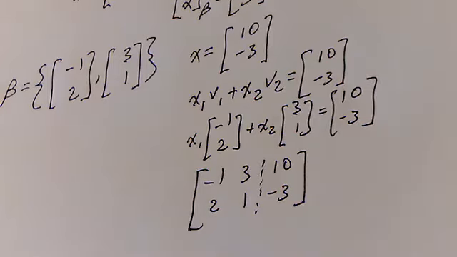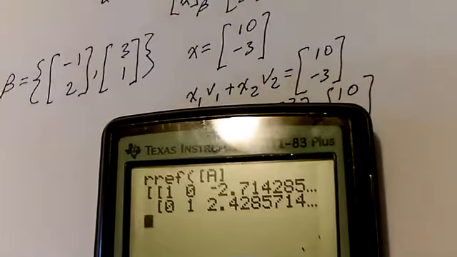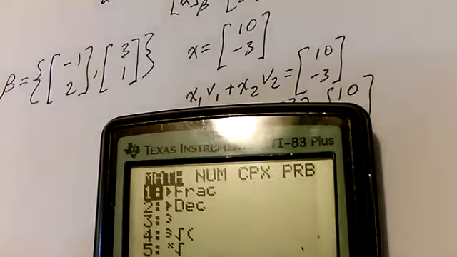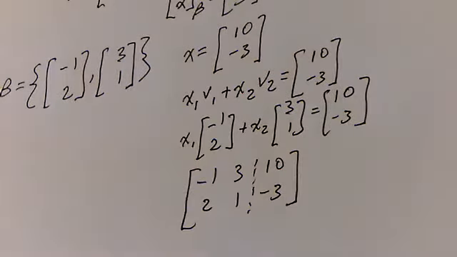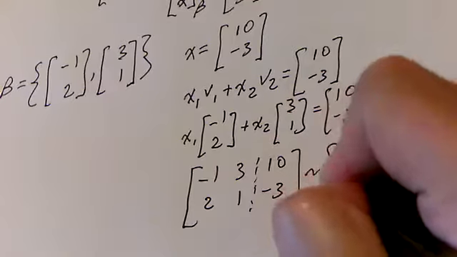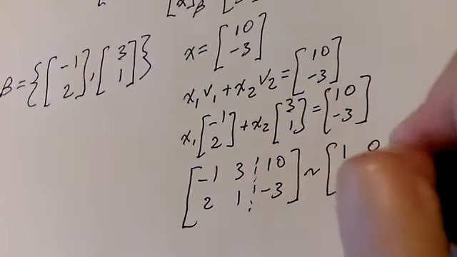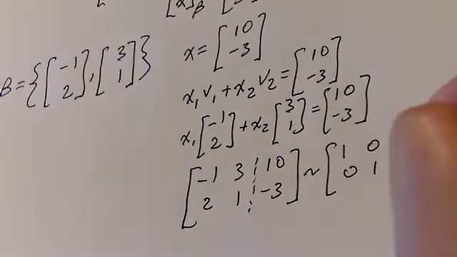Okay, so I have a 2 by 3 matrix, relatively easy to deal with. I can put in negative 1, 3, 10, 2, 1, negative 3. And then we're going to take the reduced row echelon form of that, and I get an ugly decimal. Okay, it does not look nice. But you can use your math fraction command here, and you see it does come out to a fraction. So 19 over 7 and 17 over 7. So this row reduces to 1, 0, 0, 1 with negative 19 over 7 and 17 over 7.